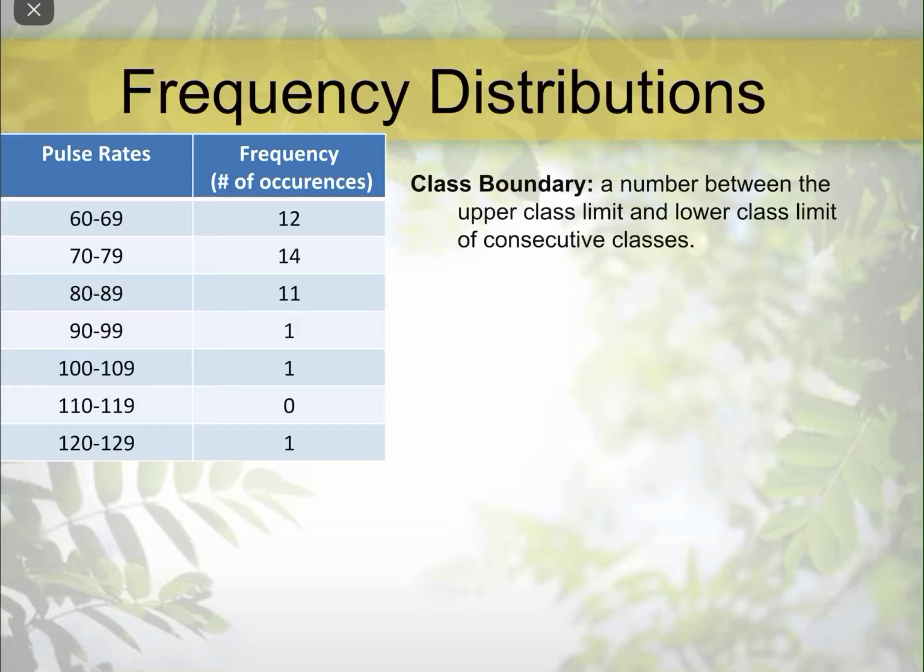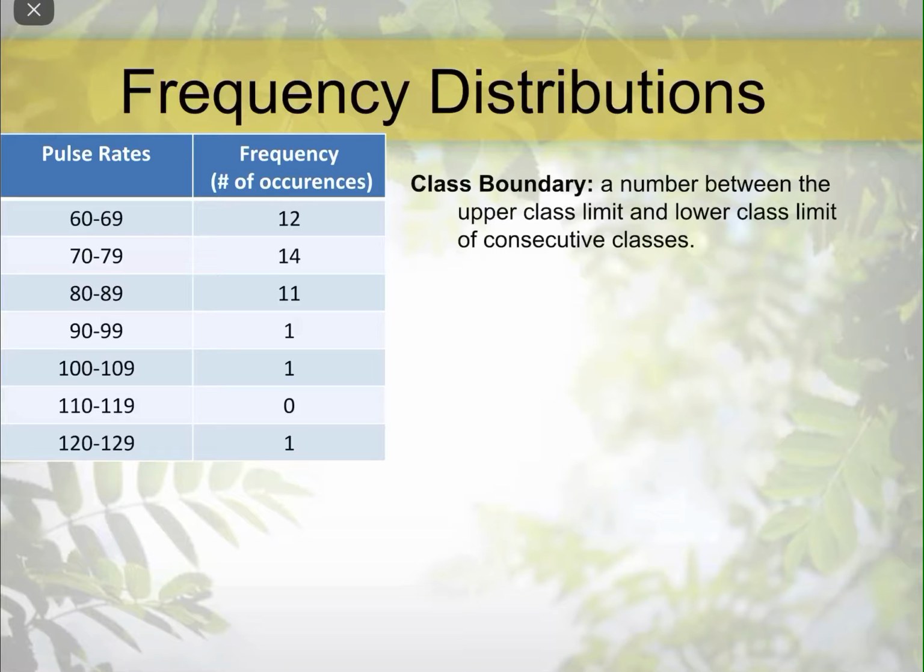Some more vocabulary with this. Class boundaries. You're going to be asked to calculate class boundaries. A class boundary is the number that is in between the upper class limit and the lower class limit of two consecutive classes. So for example, if we're looking at the first two, between 69 and 70, the upper class limit of the first one and the lower class limit of the next one, the number that's halfway between 69 and 70 is 69 and a half. That would be the class boundary.